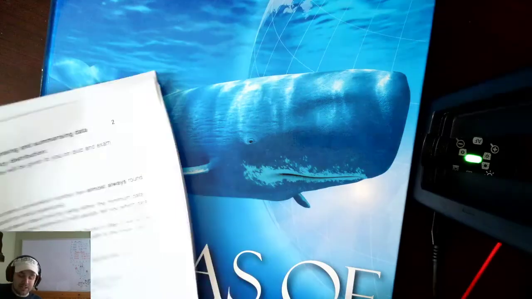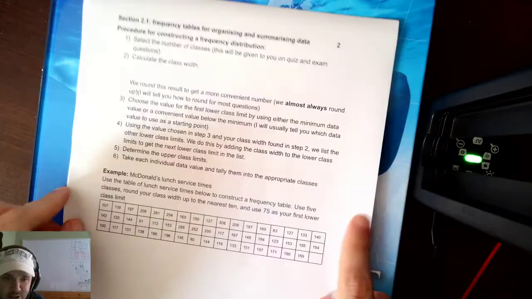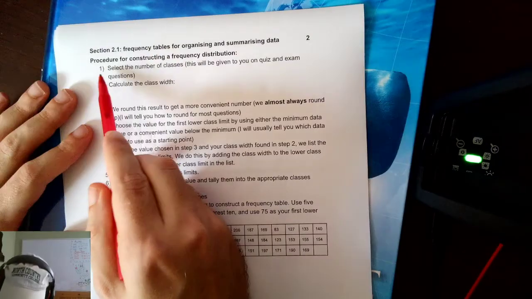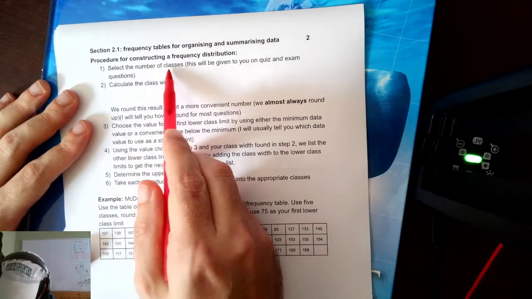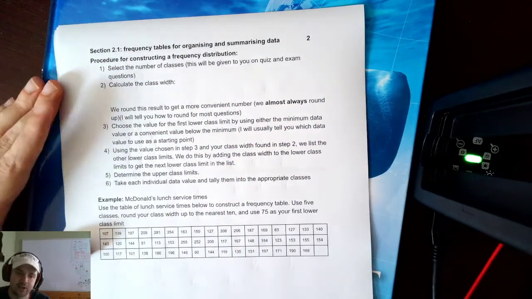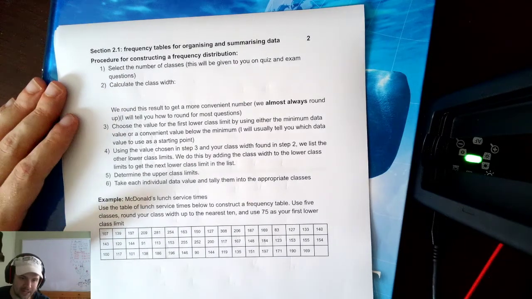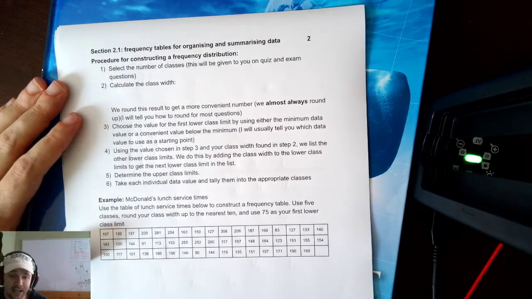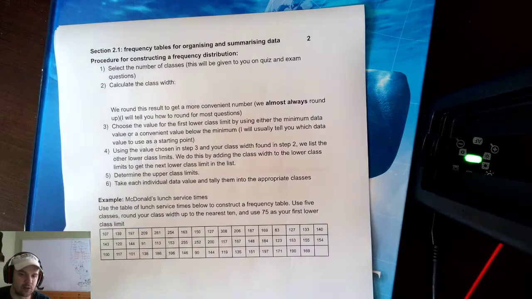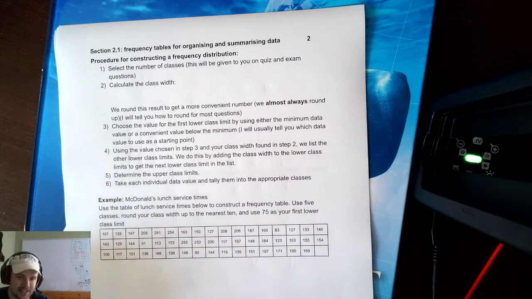Now, on our second page, in the interest of saving us some writing, let's read through this real quick. Step 1, select the number of classes. This will be given to you, right? If you were a researcher doing authentic research, you would choose how many classes you wanted. However, since this is a statistics course, and in the interest of keeping questions similar between students, you'll be given the number of classes. You won't get to choose the number of classes.